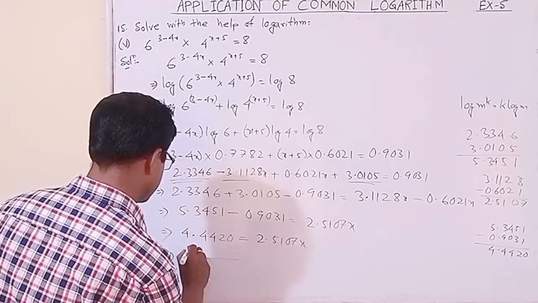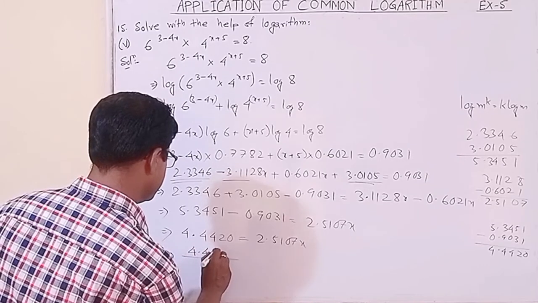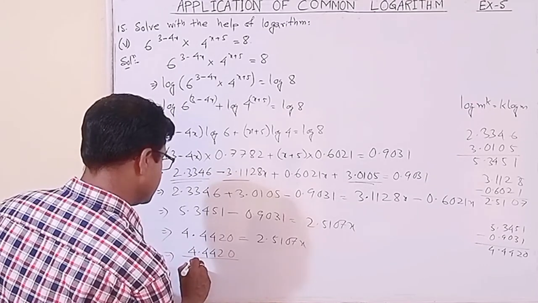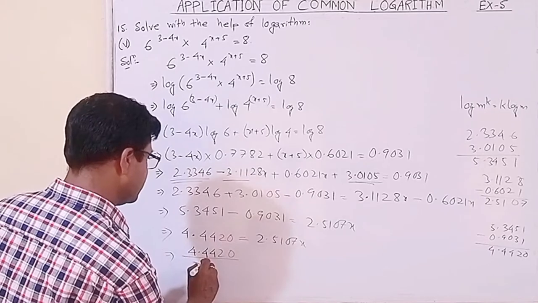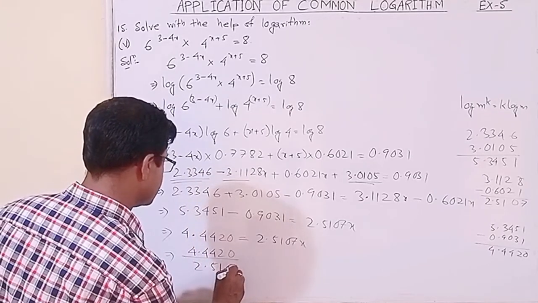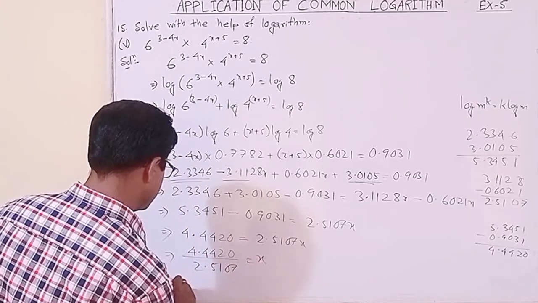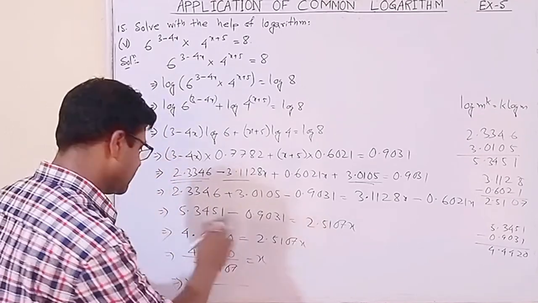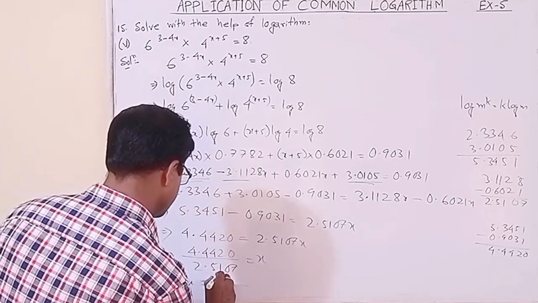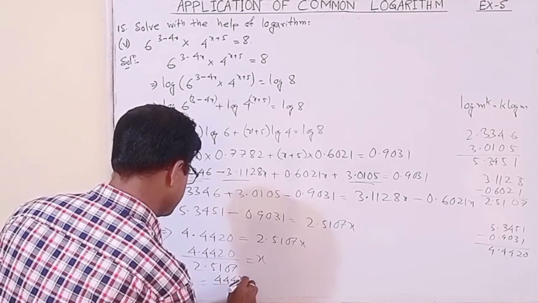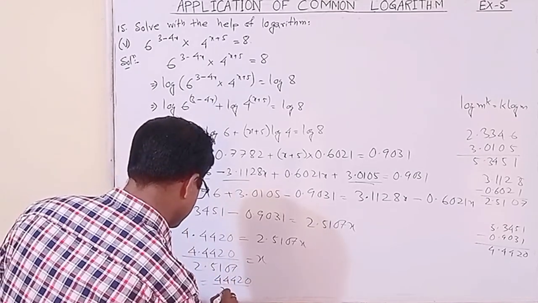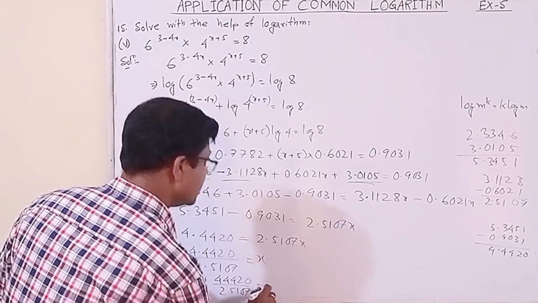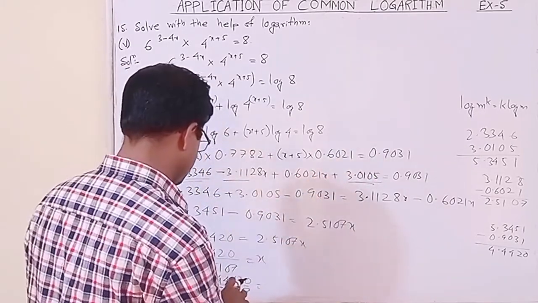Let us bring this x here. 4.4420 divided by, on this side it will be divided, 2.5107 is equal to x. Okay, so dear student, you see after decimal there are 4 digits. Let us remove 4 decimal, 4 decimal. It is 44420, then 25107. Let us divide it.